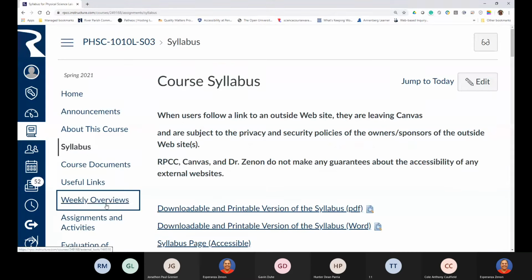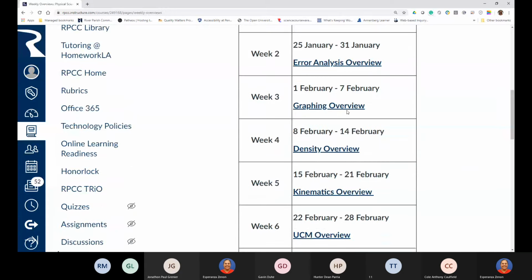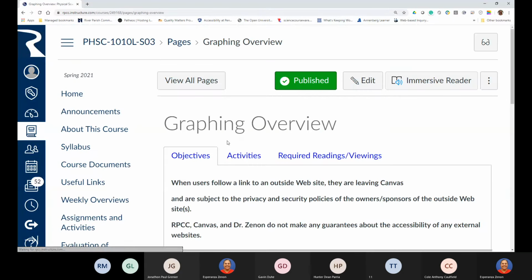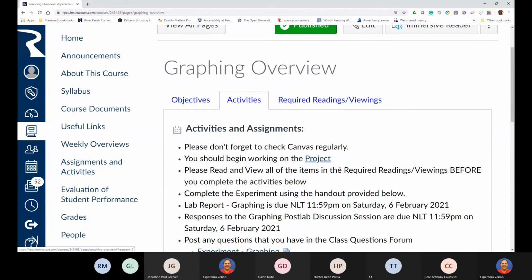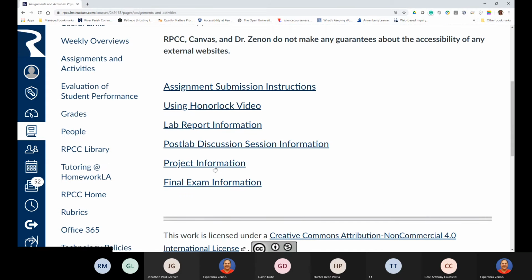I've put it in the weekly overviews themselves. So within this week's overview, there's a link to the project because I plan on talking about it. Anytime I plan on talking about the project, I'll put a link to it. So you'll know when I'm going to talk about the project. If you look at the overview, oh, she's going to talk about the project today because there's a link to it. All right. And then finally, if you click on assignments and activities, there's a link to the project.